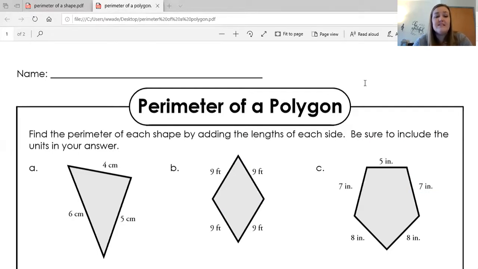So this one says to find the perimeter of each shape by adding the lengths of each side. Be sure to include the units in your answer. When they're talking about units, they're talking about centimeters, feet, inches, and such.